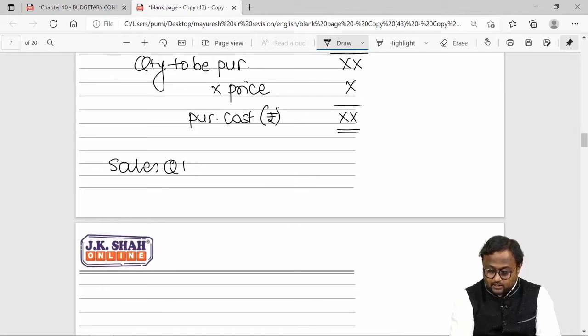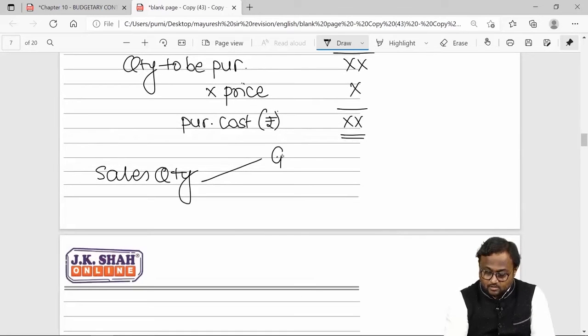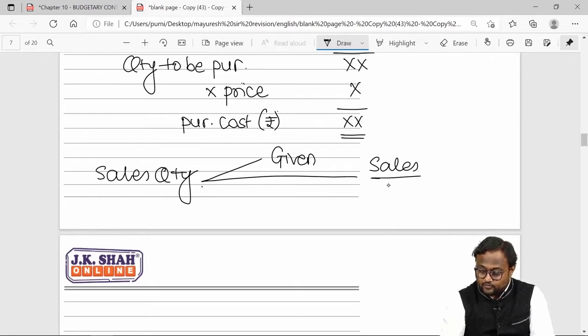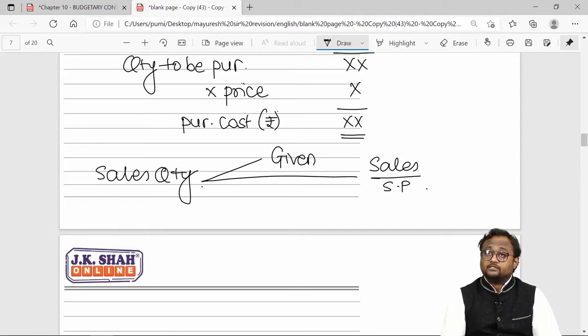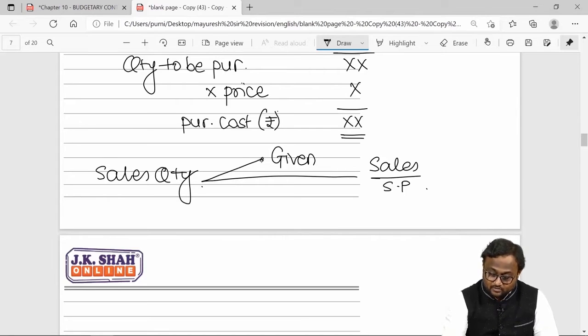Sales quantity can be made available in 3 different ways. Either it will be given to you in the question, or they will give you sales value, budgeted sales along with budgeted selling price. Company wants to earn 10 lakh rupees sales at the estimated selling price of 100. So 10 lakhs divided by 100 is 10,000 units. You can easily find out if it is not given.